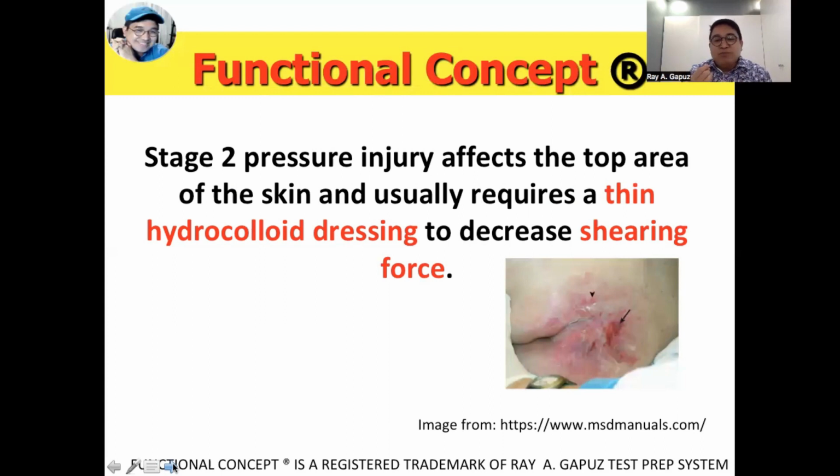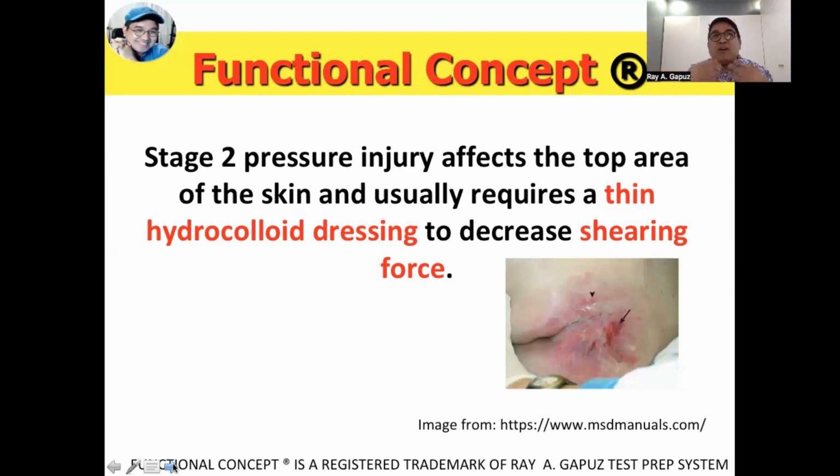Is there an open wound? Is there swelling? Is there skin discoloration? And is there pain? Now, if you're going to take the next generation NCLEX, focus on potential SATA or select all that apply items or multiple choice with multiple response item.